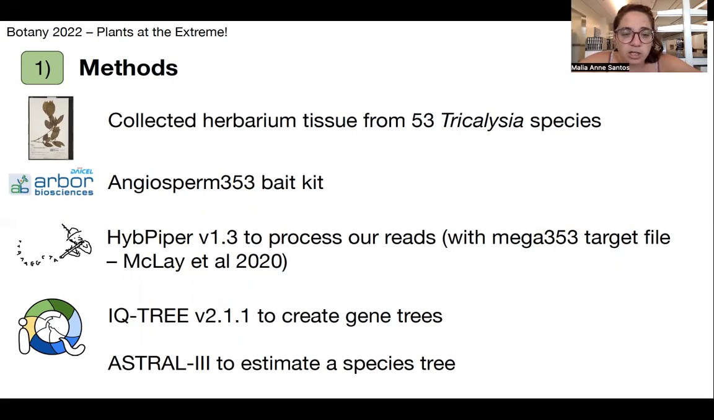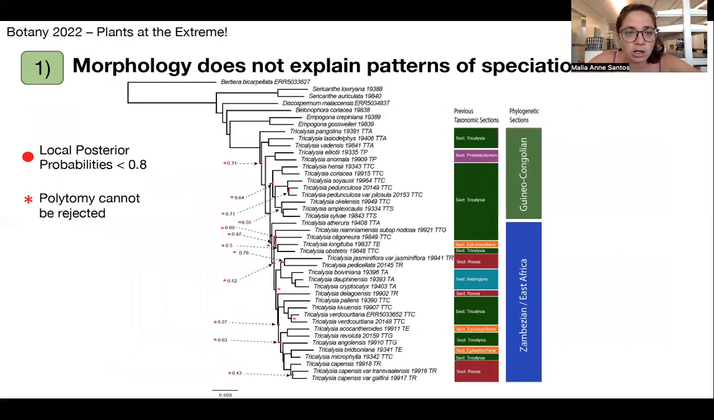And we also used IQ-TREE to create gene trees and ASTRAL-III to estimate a species tree. And so the next thing I'm going to show you is our best hypothesis for the relationships in Tricalysia based on the data that we had. And so this is our ASTRAL-III tree. It has about 320 genes, and so we did have to drop a few.